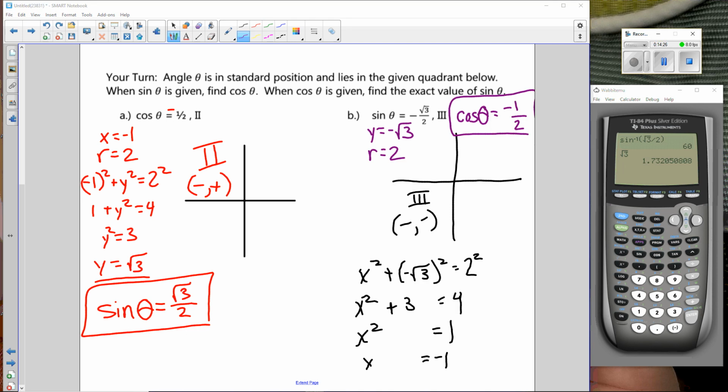And then here's the work for part B. And again, notice we're in quadrant 3, so x and y both have to be negative. So I know the very last step, when I take the square root of 1, x is equal to -1. And of course, cosine is the x coordinate divided by the r coordinate.